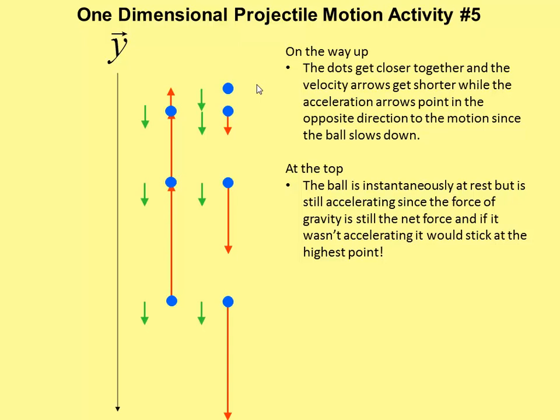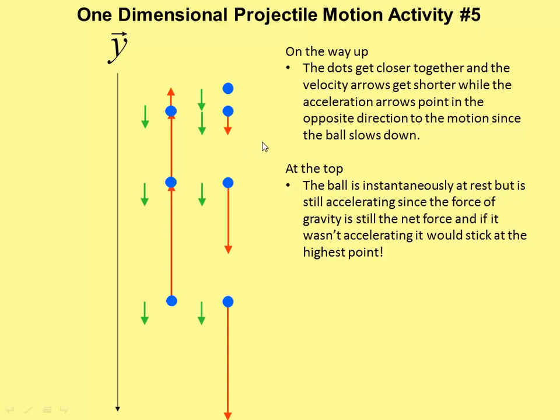So what's it doing at that highest point? Well, look at the velocity arrows. Just before the highest point, it's going up. Just after the highest point, it's going down. So what's it doing at the highest point? It's changing direction. And that too is acceleration.